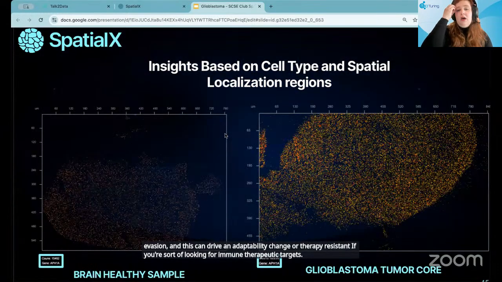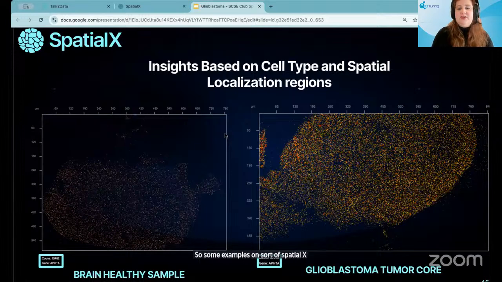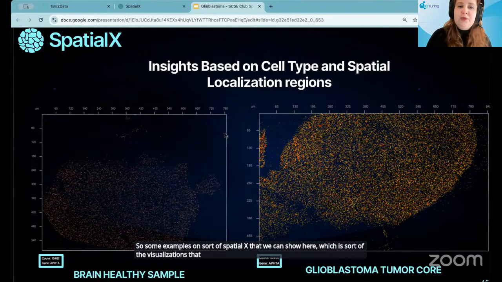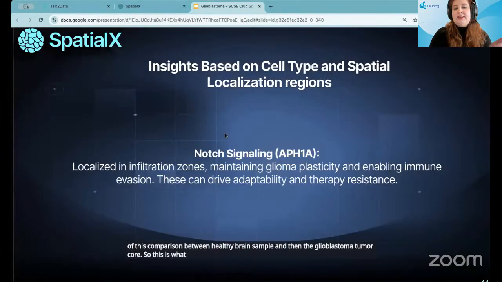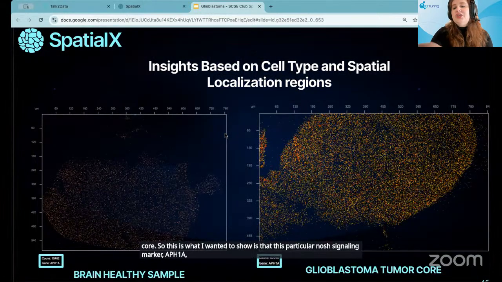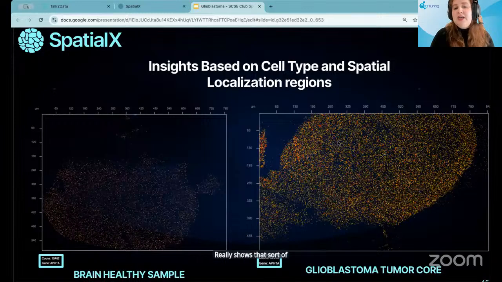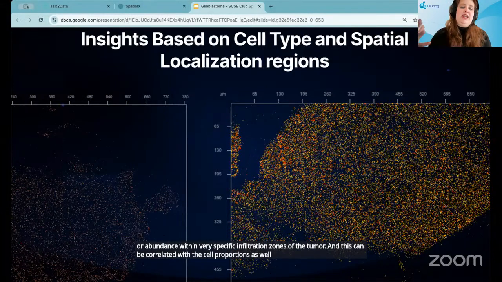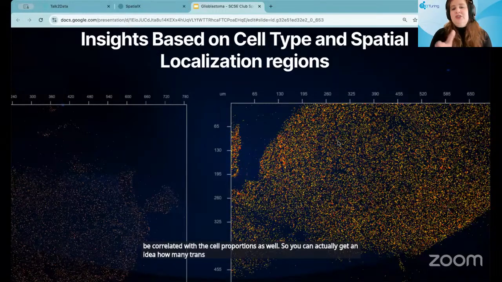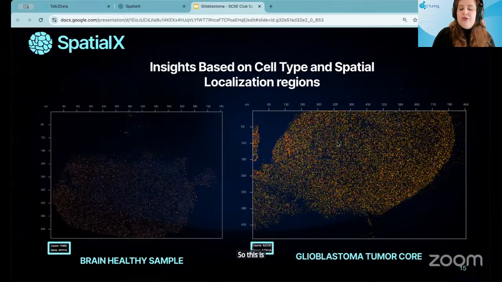So some examples on SpatialX that we can show here, which are the visualizations that you can generate from transcript localization, is this comparison between a healthy brain sample and the glioblastoma tumor core. What I wanted to show is that this particular Notch signaling marker, APH1A, shows a higher enrichment or abundance within very specific infiltration zones of the tumor. And this can be correlated with the cell proportions as well. So you can get an idea of how many transcripts are located within specific regions for those cell types. So this is an example of how you can use this feature.